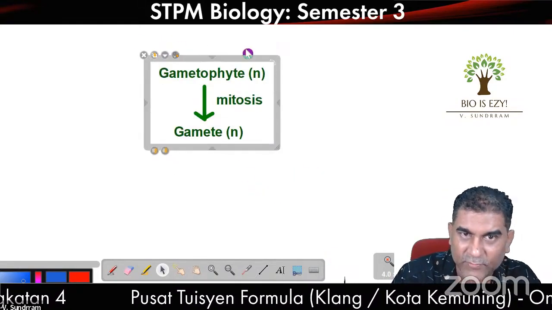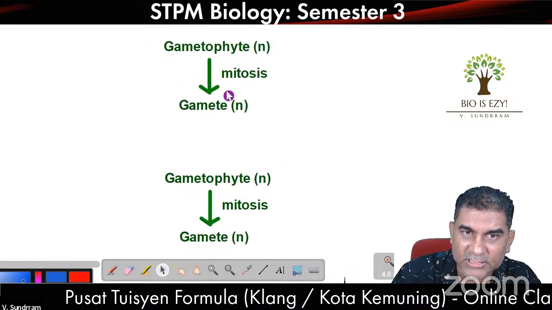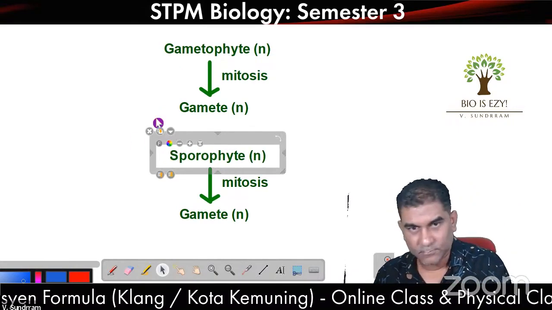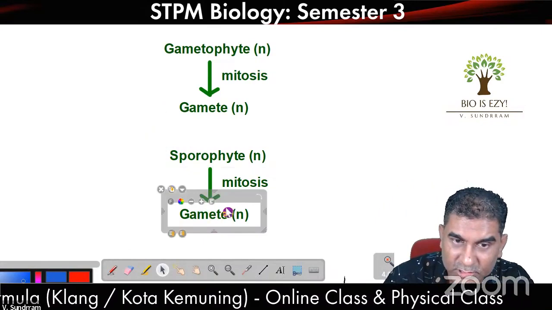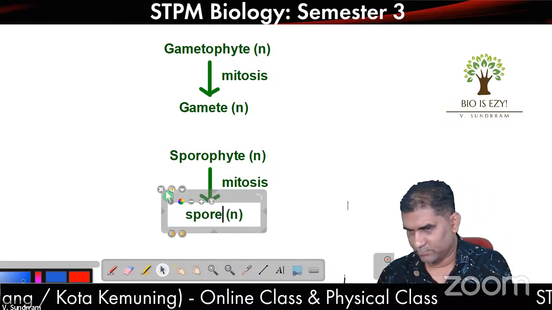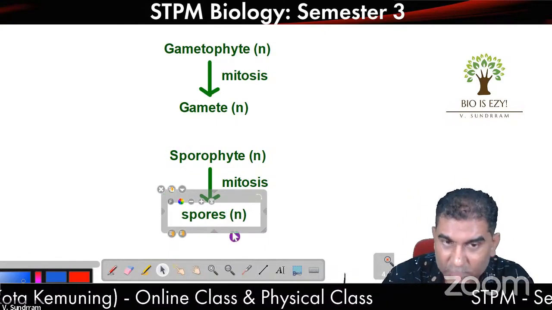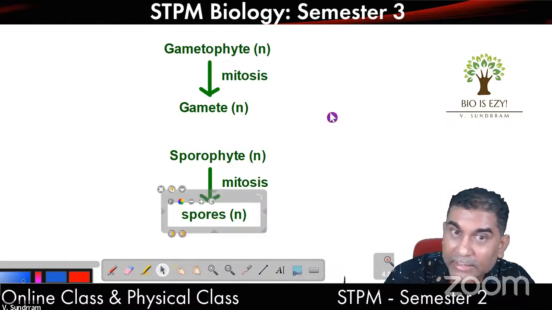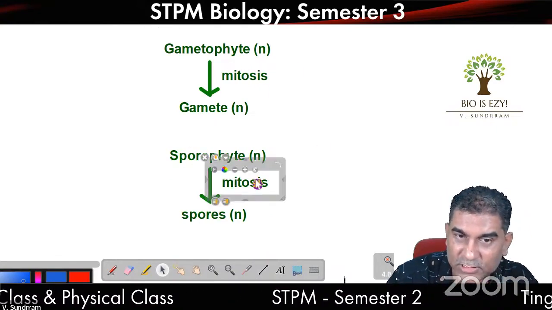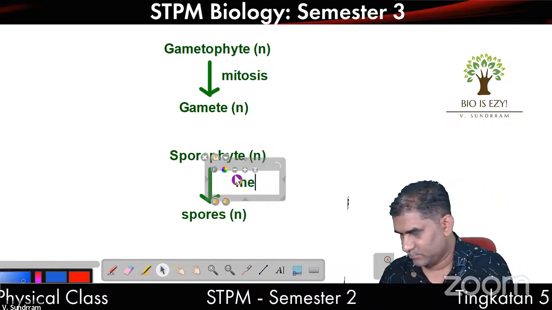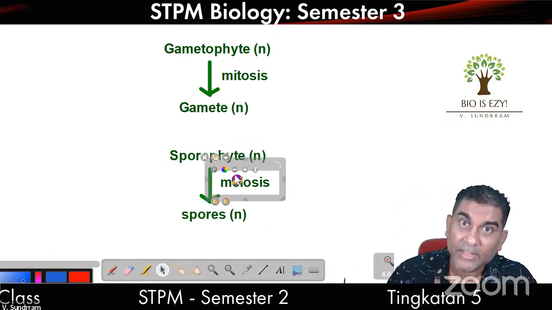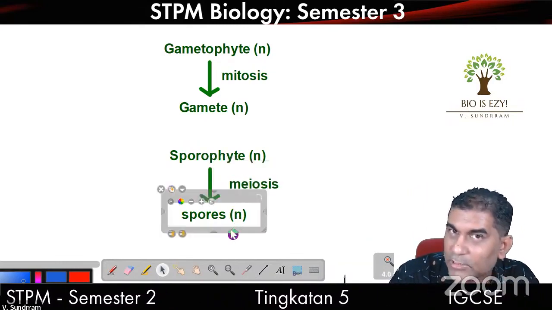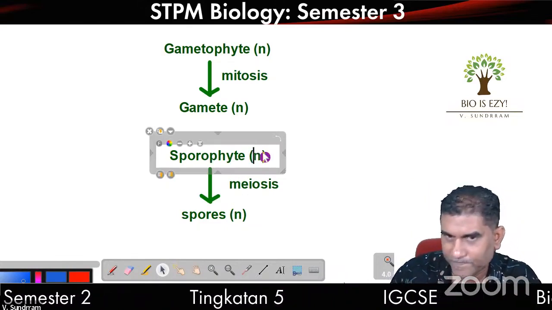If you know gametophyte, what is sporophyte? Sporophyte produces spores. Spores will be haploid. The name sporophyte is because they produce spore. But if this one already does mitosis, this one must do meiosis. Must be opposite. Now, to produce haploid spores through meiosis, sporophyte must be diploid.